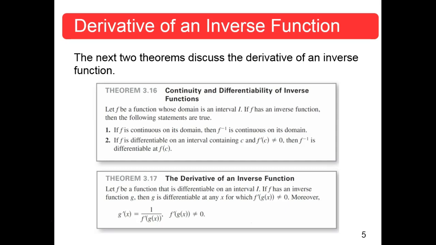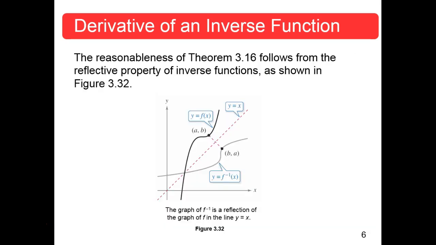Moreover, what is this G prime then? That's the question. G prime is then 1 over F prime, which is its inverse, evaluated at G at this same value, X. Okay? That is as long as this F prime is not equal to 0. F prime of G of X is not equal to 0. Okay? So there is the derivative of the inverse function. 1 over the derivative of its inverse evaluated at the same value. There.